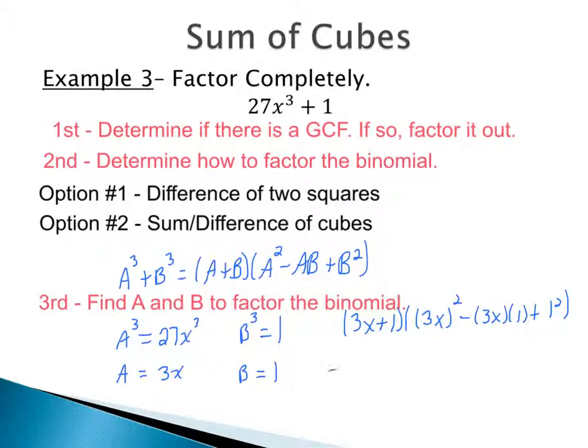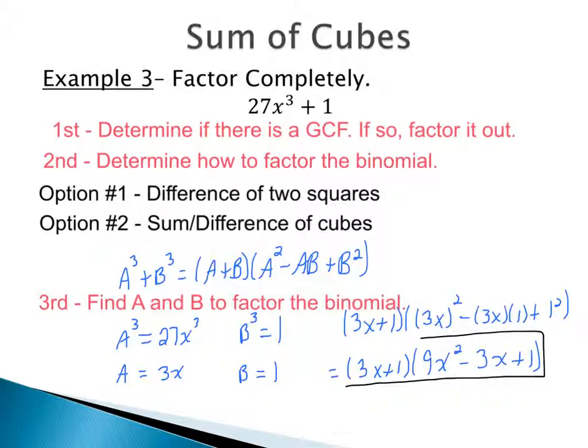And again, we do want to simplify inside the parentheses. So 3x quantity squared means this is going to become 9x squared minus 3x times 1 is 3x, and then plus 1. Again, this is your final answer. That trinomial cannot be factored anymore. So those are your three types of trinomial factoring. Always look for a greatest common factor first, difference of two squares, and then sum or difference of cubes.